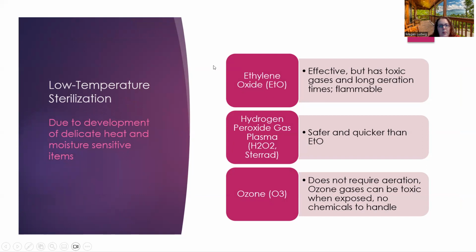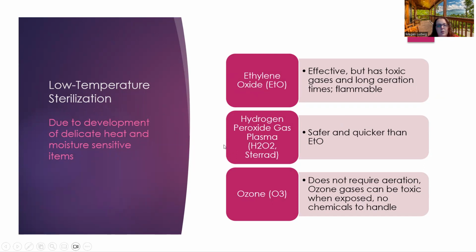You have the ETO or ethylene oxide sterilizer, effective, but this one is actually pretty toxic if you are not careful. The gas actually is known to be a carcinogen, and you've got to be really careful. So this one takes a little bit longer. It's got a longer aeration time, and it is flammable. So there are some upsides and downsides, right? But it is common. People still use this.